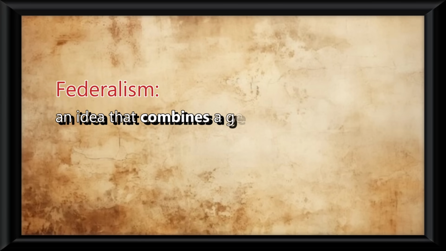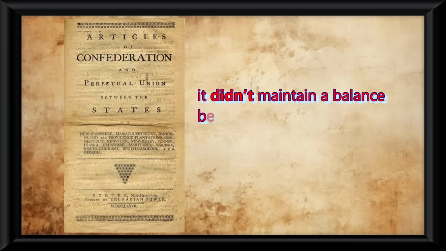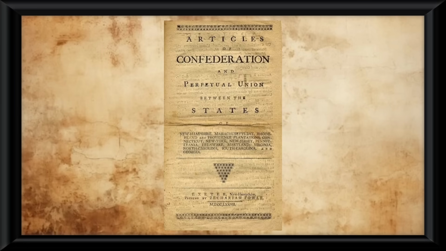Federalism is an idea that combines a general government with regional governments in a single political system. The Articles of Confederation was the original attempt at being a federalist document. The issue is that it didn't maintain a balance between states and the federal government and gave states too much power, and this ended up making the document weak.